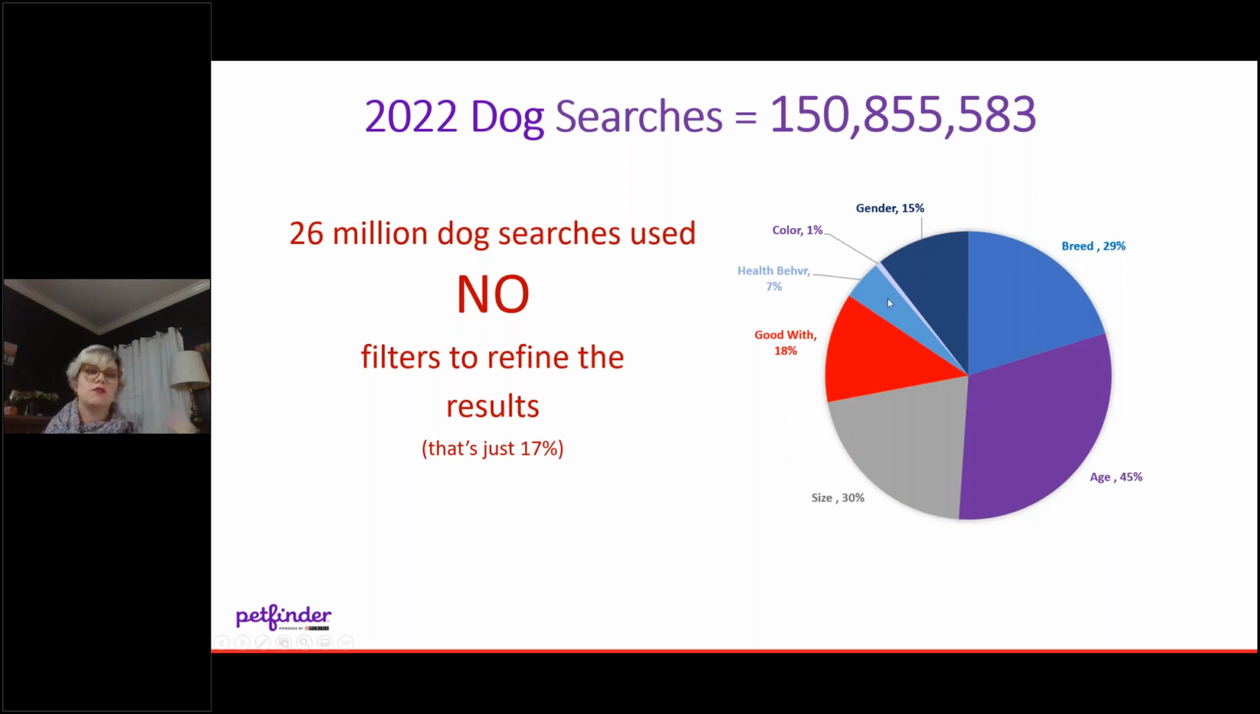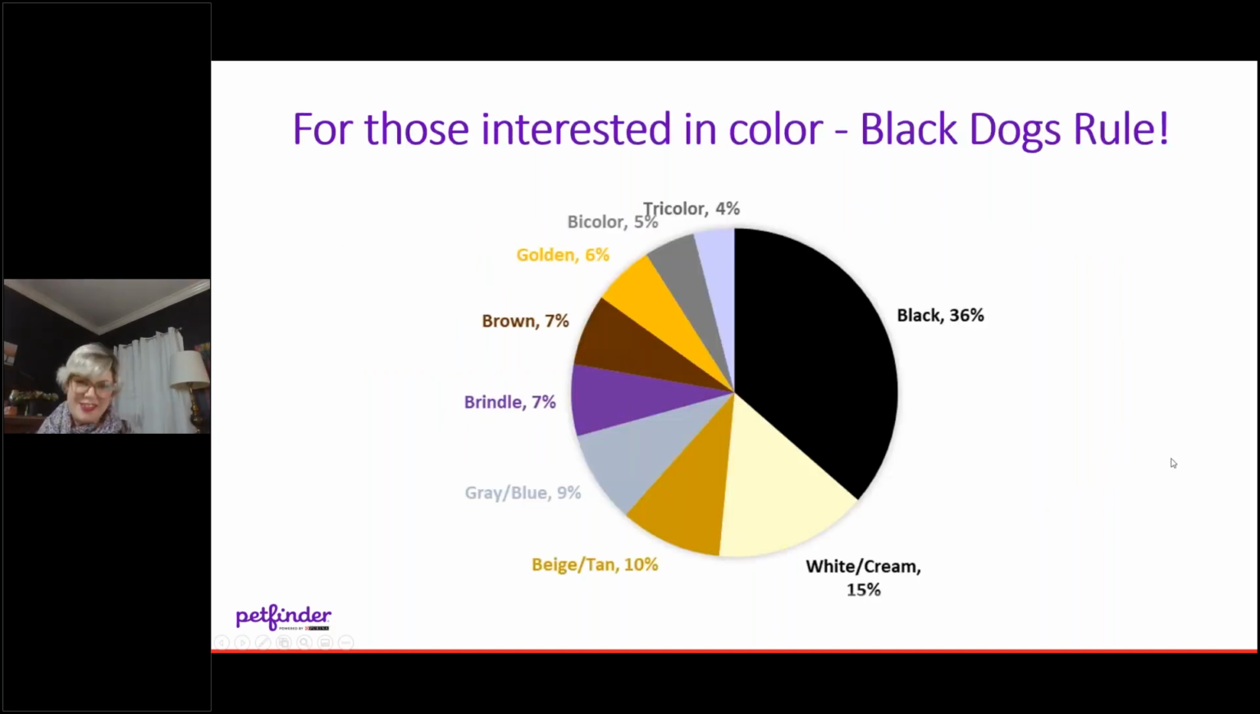And then the health behavior, so the house training, we also looped special needs into this category of health and behavior. One thing that was interesting that we're going to go into next is color. So even though only 1% of pet seekers conducting searches use a search with a color filter, of those, black dogs rule, which I thought was really fascinating.